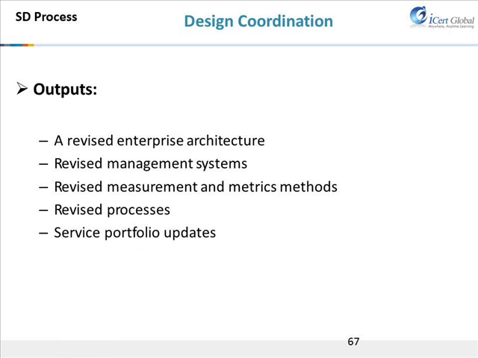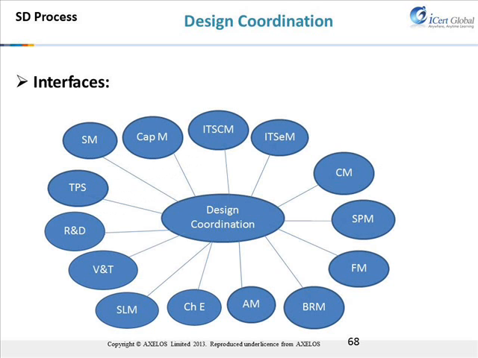Outputs. The process outputs of design coordination are potentially a revised enterprise architecture, revised management systems, revised measurement and metrics methods, revised processes, and service portfolio updates. Interfaces. The design coordination process also interfaces with all the processes that include service design activity, as depicted on the slide.